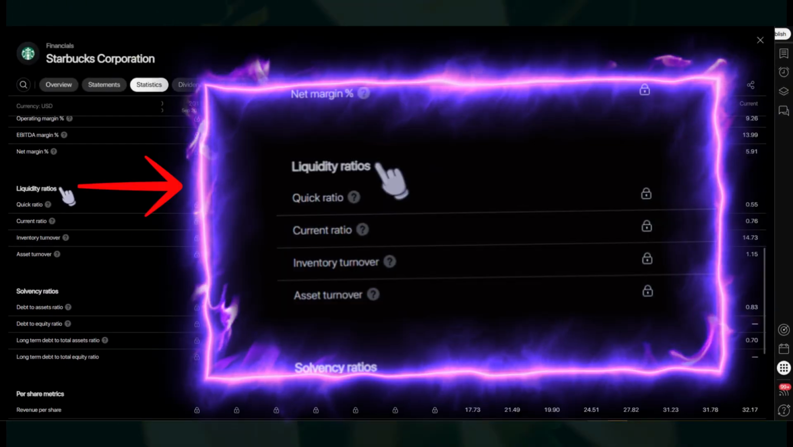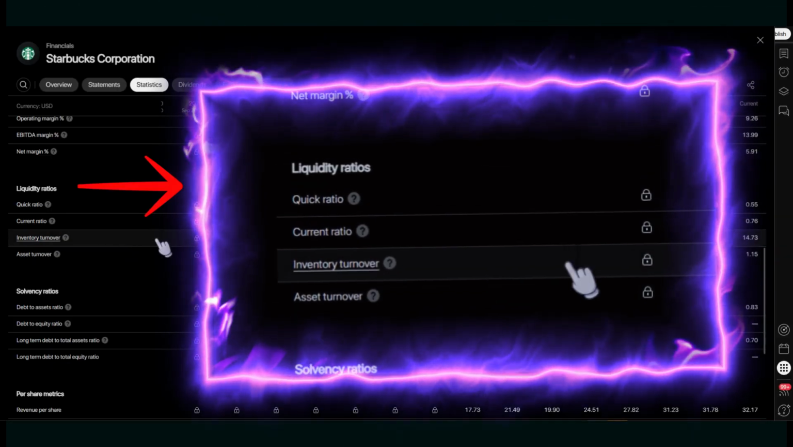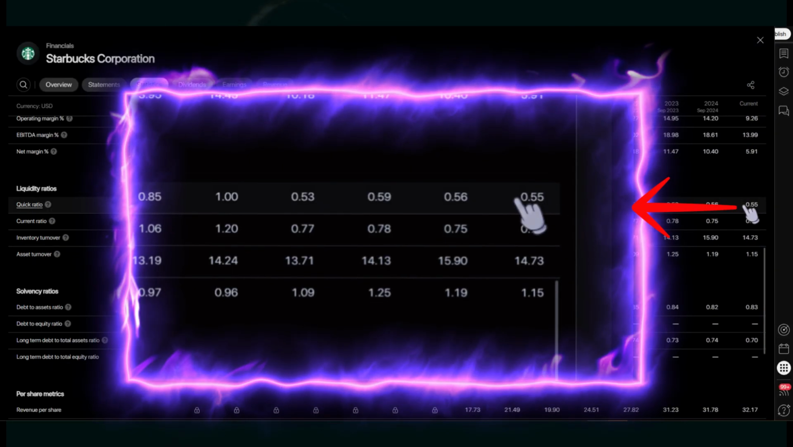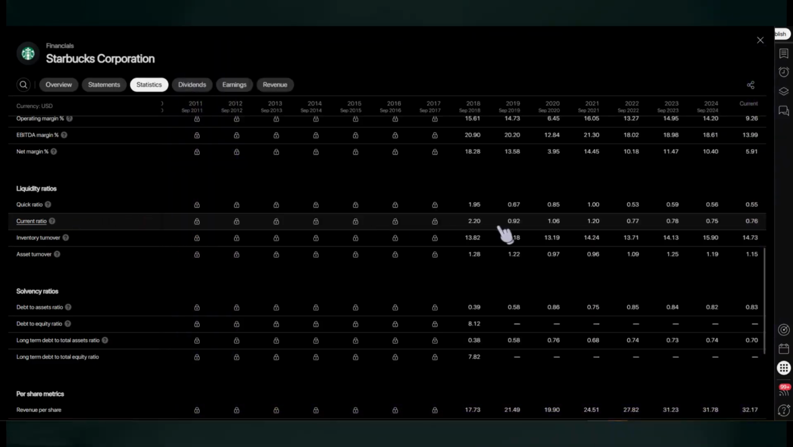Now let's hit liquidity ratios. These tell you if the company can pay its bills. Quick ratio is 0.55. This is concerning. The quick ratio measures whether a company can cover its short-term debts with its most liquid assets, like cash and receivables. A ratio below 1 means Starbucks might struggle to pay immediate obligations without selling inventory or taking on more debt. Not great. Current ratio is 0.76.